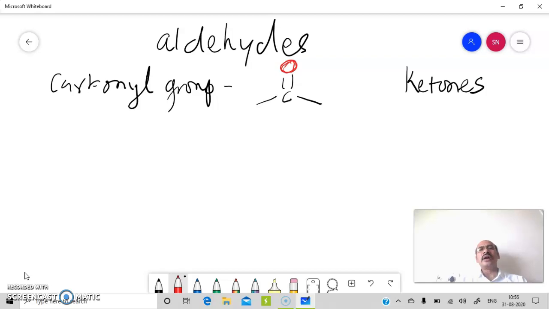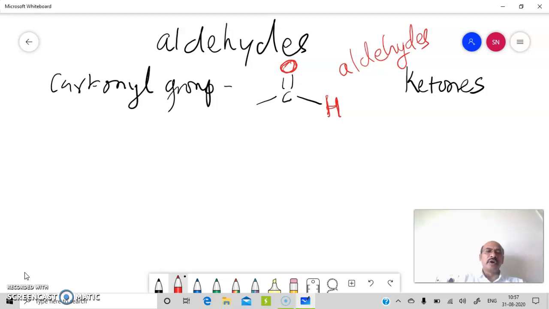So then what are aldehydes and ketones? Okay, if here carbonyl carbon's one valency is satisfied by hydrogen, then compounds are called as aldehydes. So what is aldehyde? Aldehydes are compounds containing carbonyl group connected to hydrogen. This group is also called aldehydic carbonyl group.